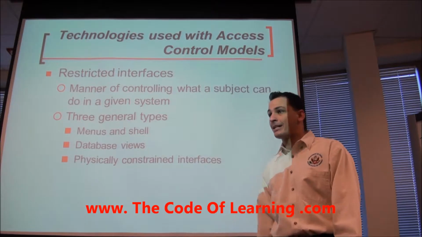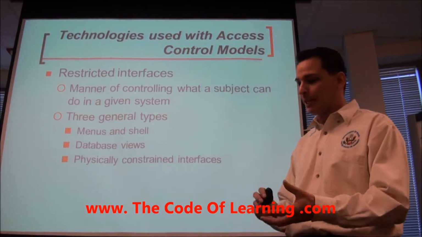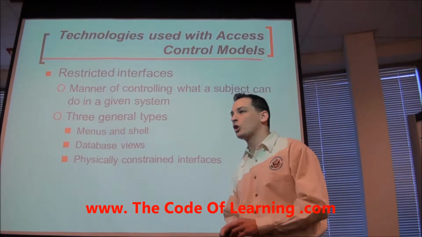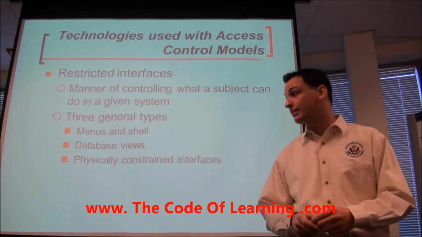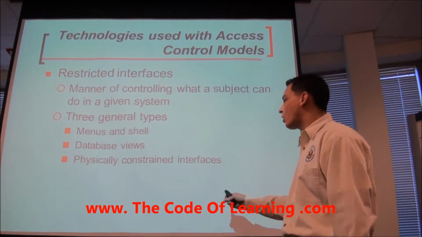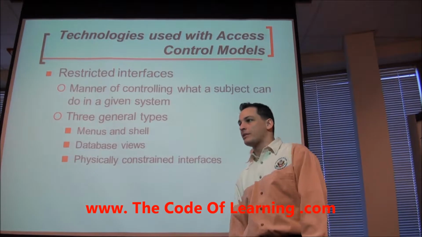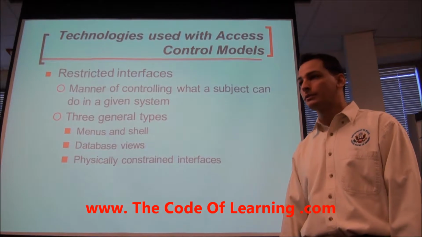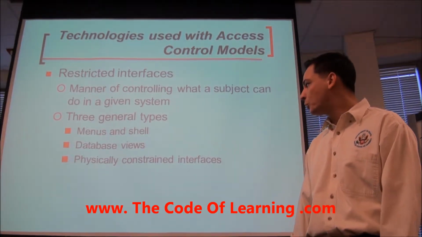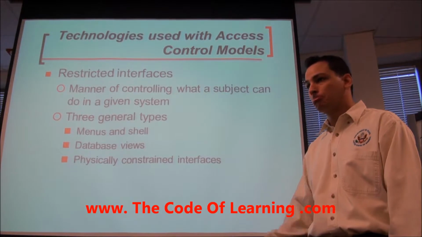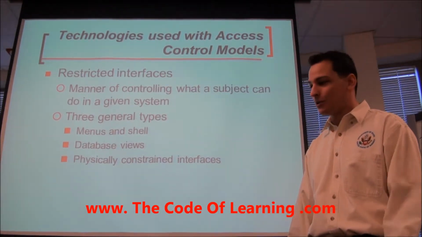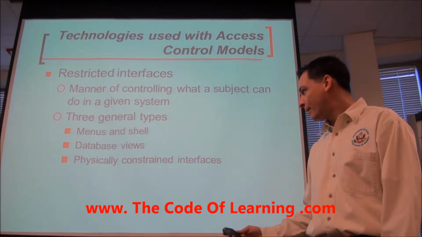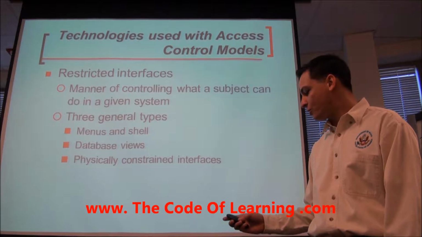You could also do it on the database view. If you're doing it on the actual database itself, it would be more content-dependent access control. But you could also do front-end restrictions, which would be context-based access control. Or there's another one called physically constrained interfaces. The best way to describe this is really ATM machines. Physically restrict who can do what. Do you want every user to be able to mess with an ATM? No, a regular user shouldn't be able to manage the ATM, or else there'd be no money in it, for example. So physically constrained as well.